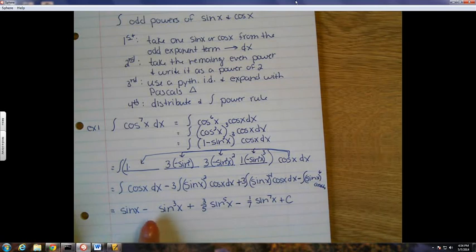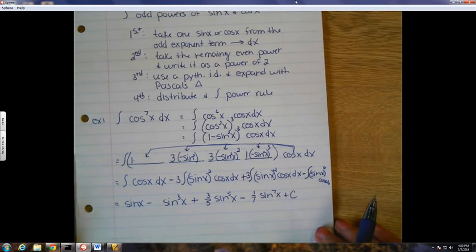Okay, let me check my answer, make sure I didn't make any mistakes. Sine minus, where am I at? Plus 3/5 minus 1/7. Sure enough, I got a mistake on this one. Where did I make the mistake at? Oh, in my notes here. Look at that. Double check that. Yeah, except 1. That should be sine squared to the first. Okay. My notes are wrong. This time I got it right. Okay, good.